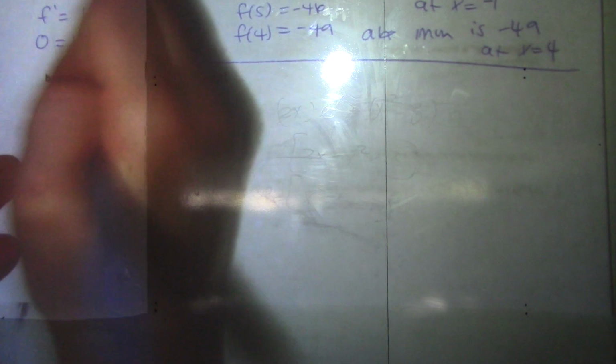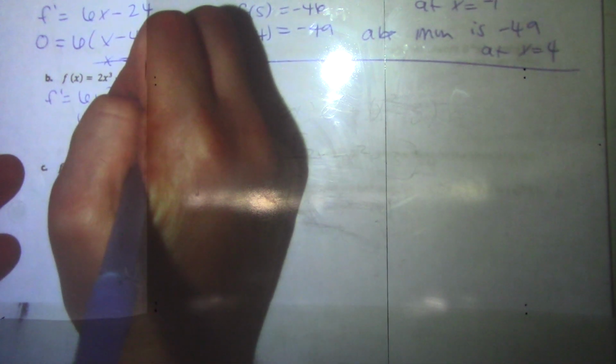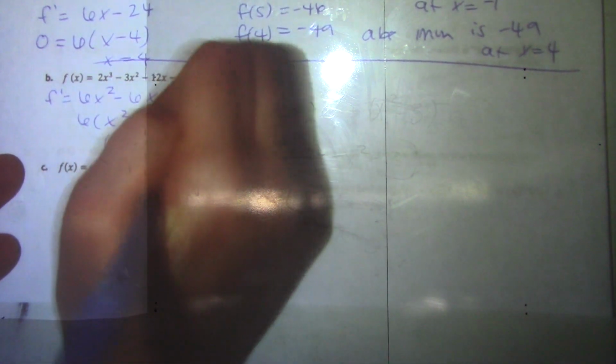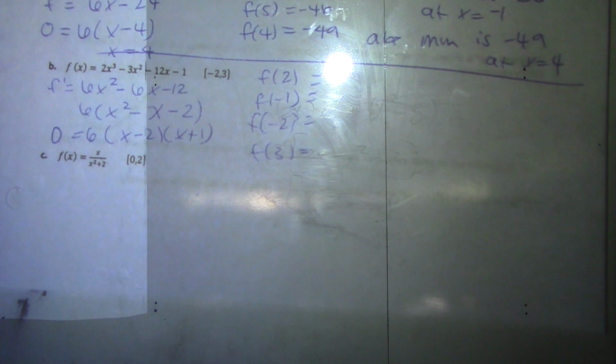Do the same thing here, 6x squared minus 6x minus 12, x squared minus x minus 2, x minus 2, x plus 1 equals 0. So then you have critical numbers of 2 and negative 1, and then you also have to check our endpoints. So then you plug these into your function.